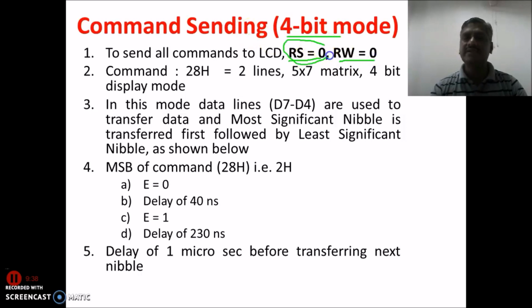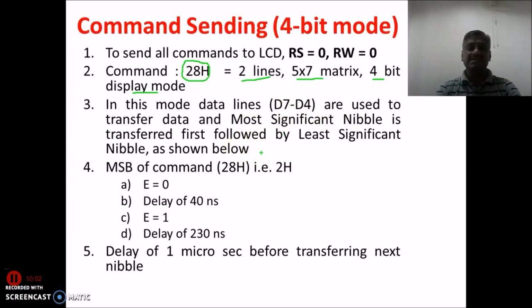RS equal to 0 means we are selecting the command register, and RW equal to 0 means that in this particular case we are planning to write the data. Here the hex code for initialization of this 4-bit mode is 28H. It is 2 lines, 5x7 matrix, and its display is in the 4-bit display mode. In this mode, data lines D4 to D7 are used, as I have shown in the diagram.